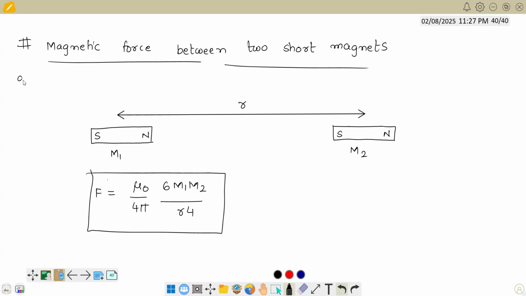So the first case is when they are coaxial. And what is their value? Is it attraction or repulsion between them? This will be a net attraction between them. So remember this formula. You can see this force is proportional to 1 by r power 4.